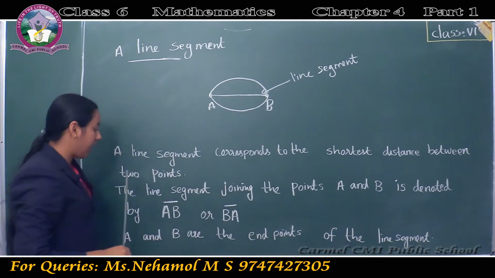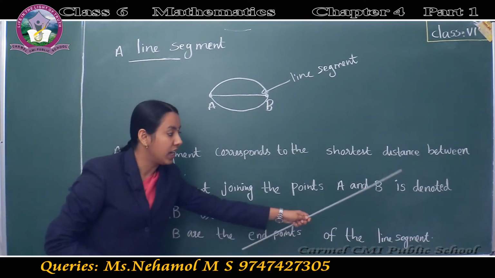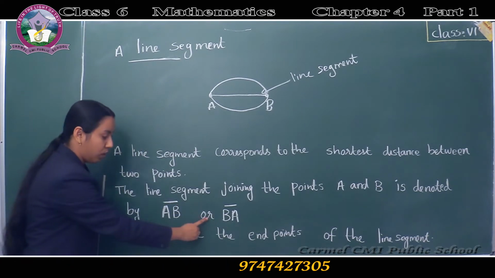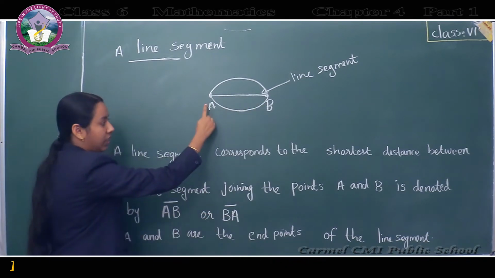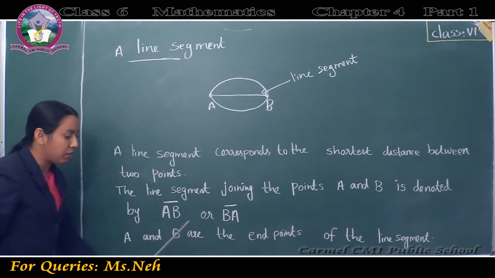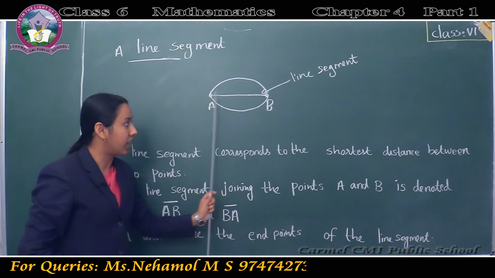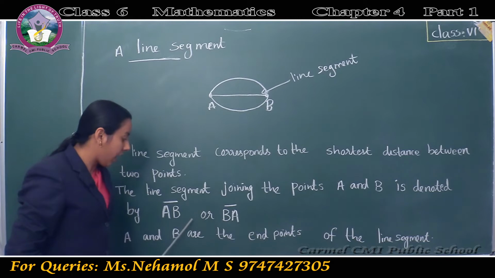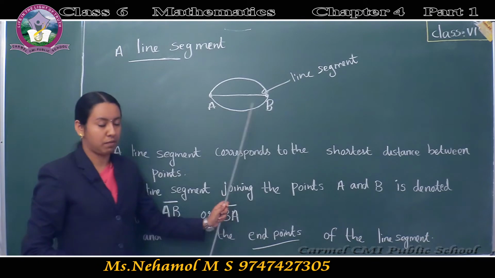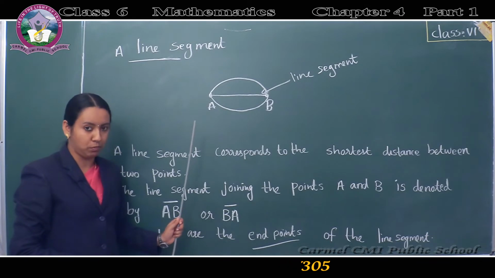AB is the line segment. The line segment joining the points A and B is denoted by AB bar. We read it as line segment AB or line segment BA. A and B are the end points of the line segment AB. In other words, we can say A is the starting point and B is the end point.